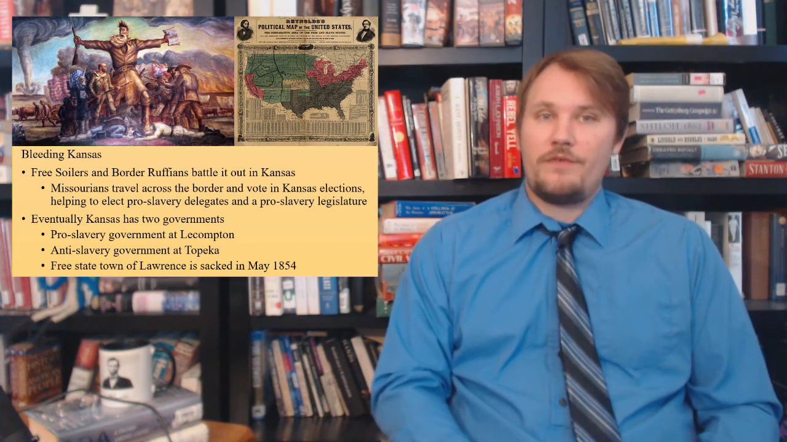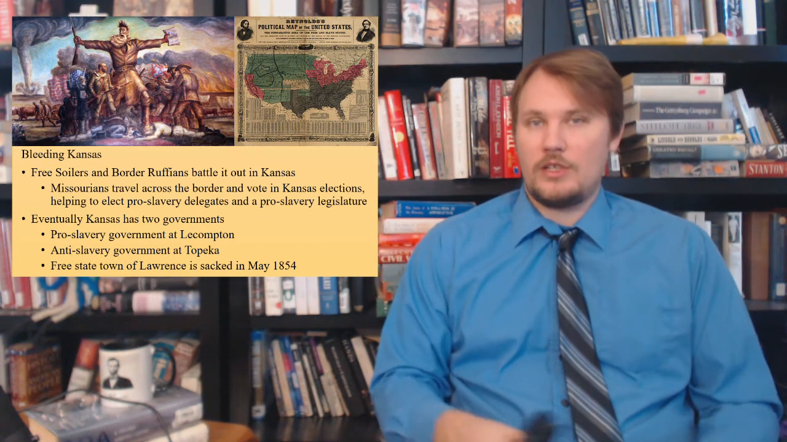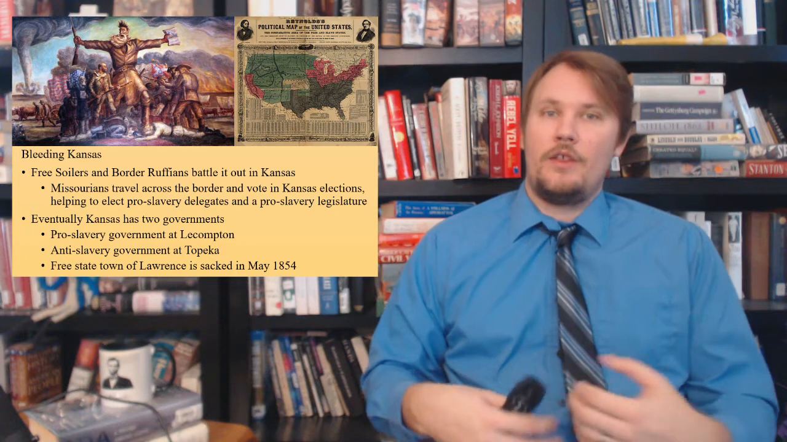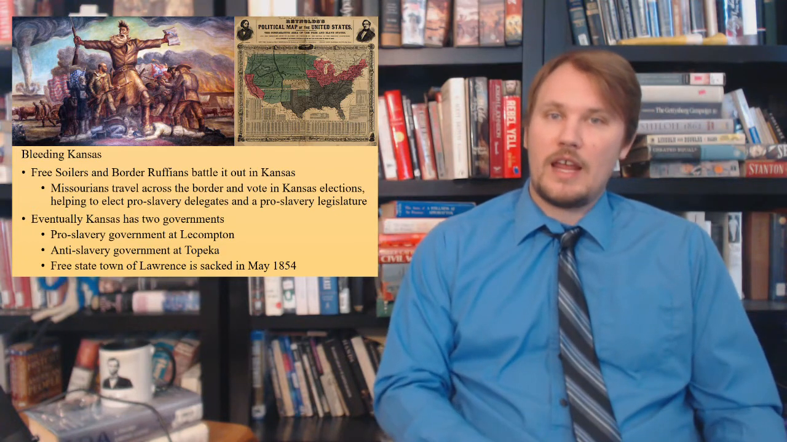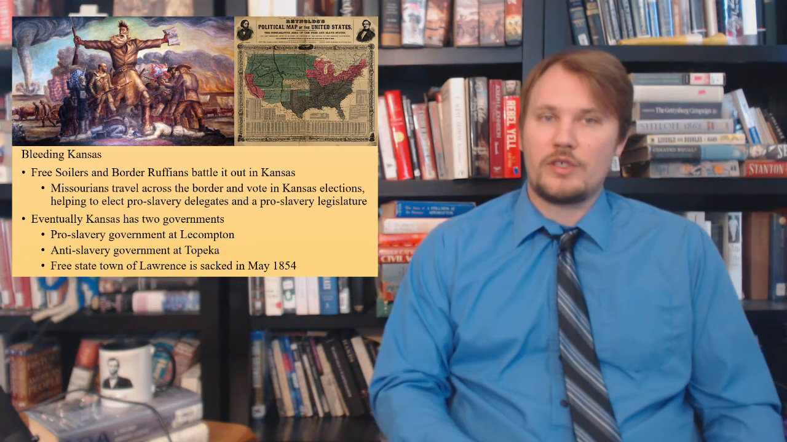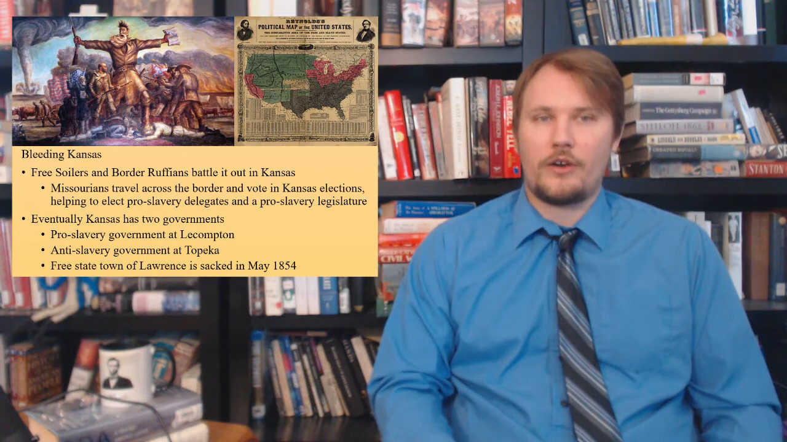In November of 1854, border ruffians, these are pro-slavery Missourians, stormed the state of Kansas and helped elect a pro-slavery territorial delegate to Congress.